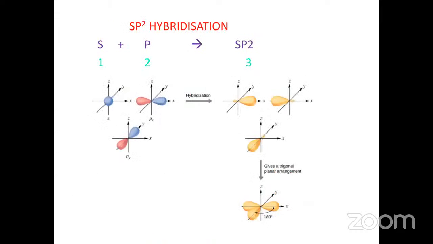Now let us discuss the sp2 hybridization. In this, one s orbital and two p orbitals intermix to form three sp2 hybrid orbitals. These are the shapes: the s orbital and two p orbitals intermix to form three sp2 hybrid orbitals. These are arranged in a trigonal manner.